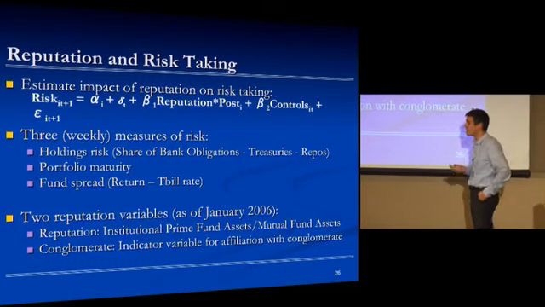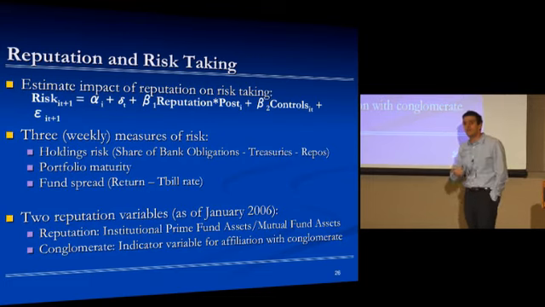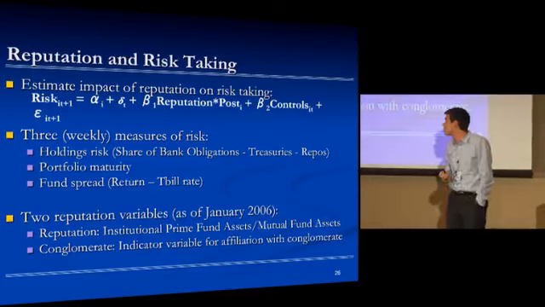So first, we're going to look at the actual holdings. We're going to look at the holdings of risky shares relative to safe assets, which we define as bank obligations minus treasuries minus repos. Then we're going to look at portfolio maturity. That's another common measure of risk in this industry.